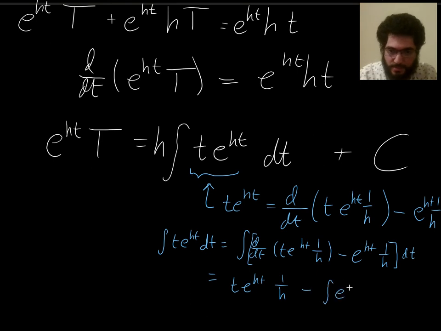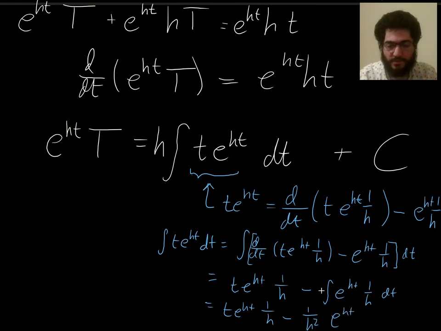So the integral of e to the ht is 1 over h e to the ht. So I should get t e to the ht times 1 over h, minus 1 over h squared e to the ht. And this is what I get for the integral. And just because I'm not too confident about my calculation, let me go check that in Mathematica.